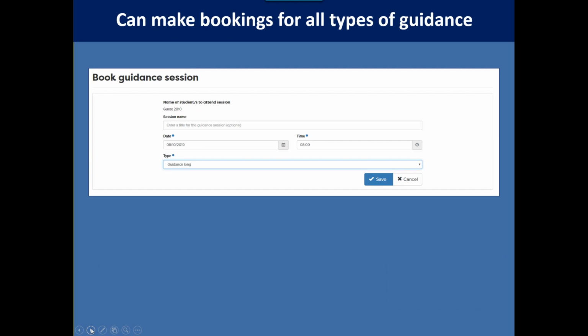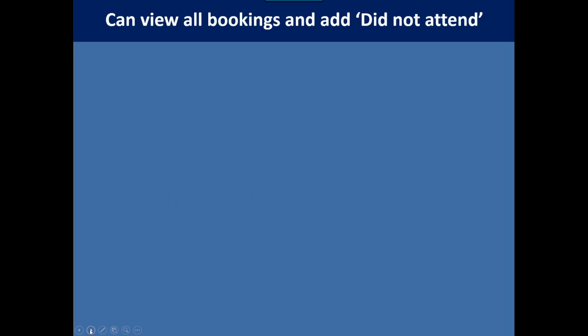So in terms of booking guidance, as I showed you, you can take an action against a particular student. So you could put in what you want to call that guidance session, what is known in your school as, the date, the time, and the type of session it is. So you can record whether this is long, medium, or check-in. You can also record if they come to you for a drop-in or self-referral or tutor referral or e-guidance. So the timings we used in our pilot were these, but you might have to flex that in your context.